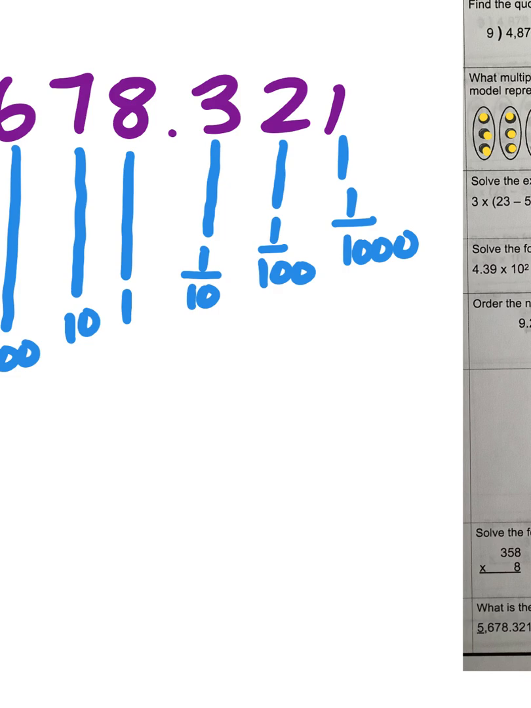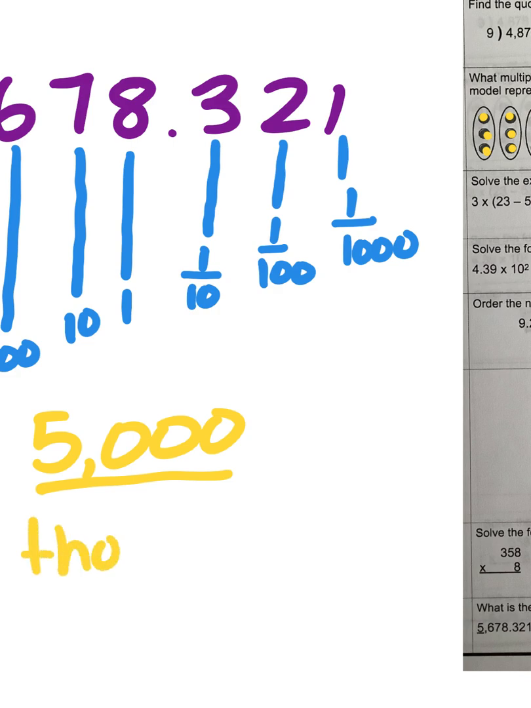So I like to write down what I know. And if I'm looking at this 5, I know that this 5 is in the thousands place. But the value of that 5 is 5,000. They're asking me for the value, so I'm going to write 5,000. If they were asking me for the place value, I would write thousands.